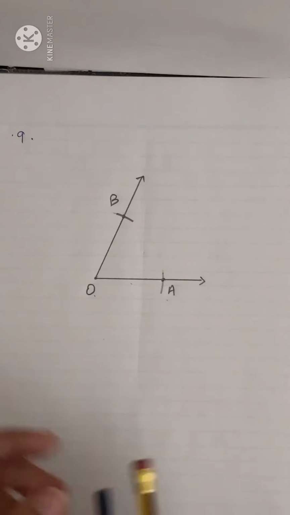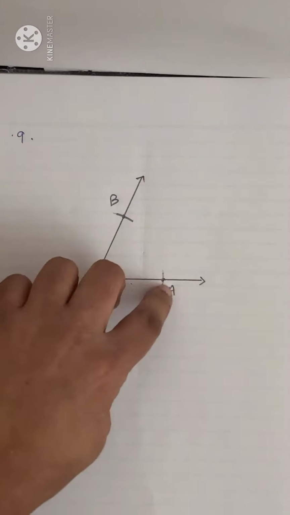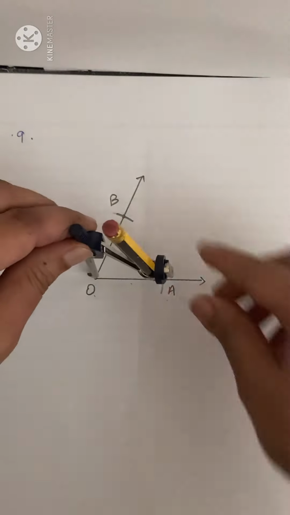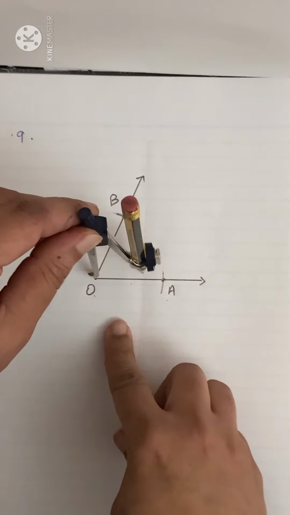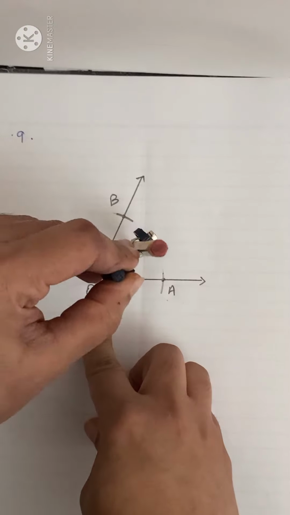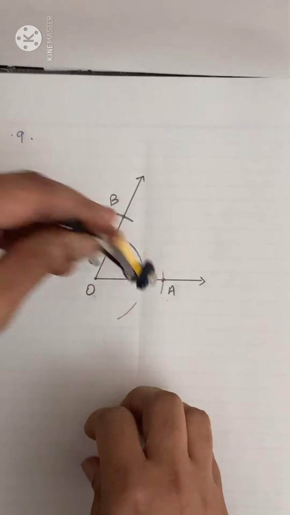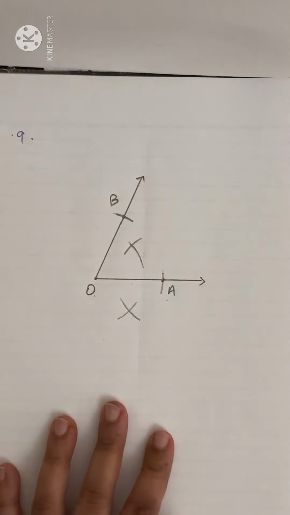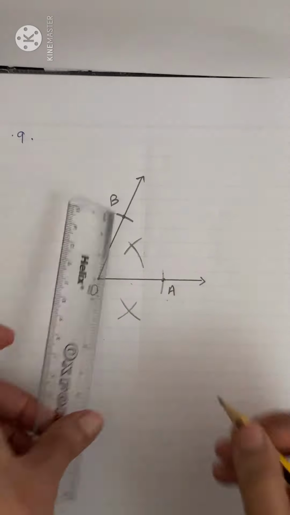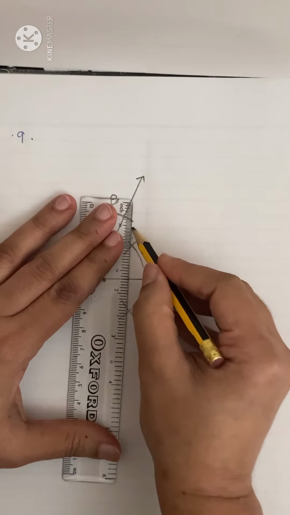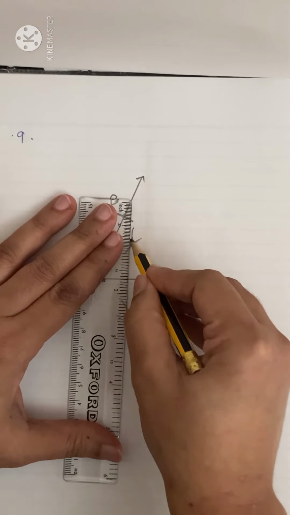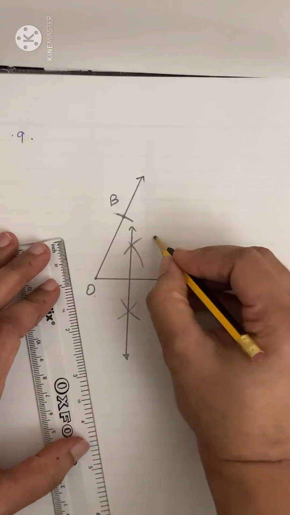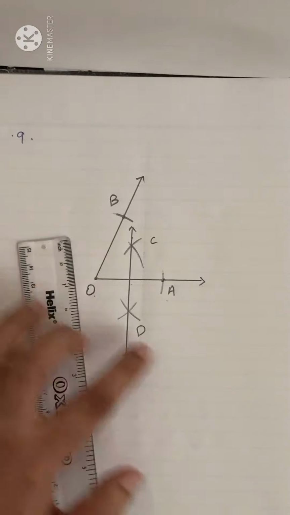Then what we have to do? We have to draw perpendicular bisectors of OA and OB. So with O as center, take a radius more than half of OA and draw the arc like this. With A as center, same radius, repeat the same. Now draw the perpendicular bisector of OA. This is the perpendicular bisector. Let CD be the perpendicular bisector of OA.